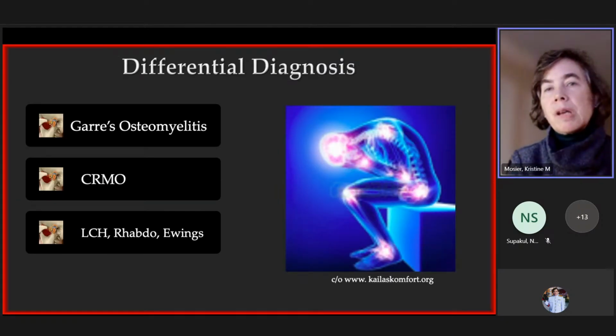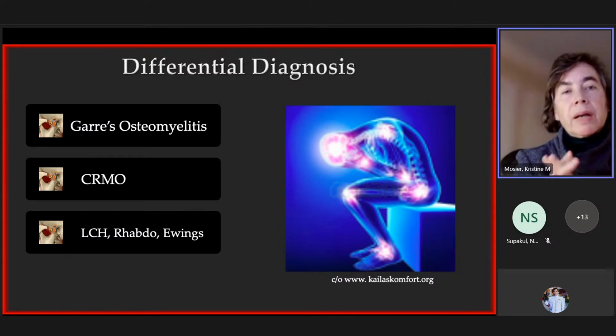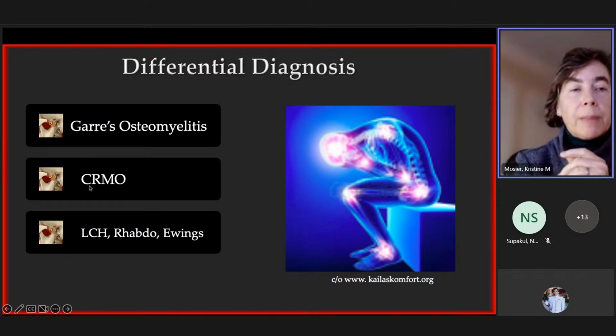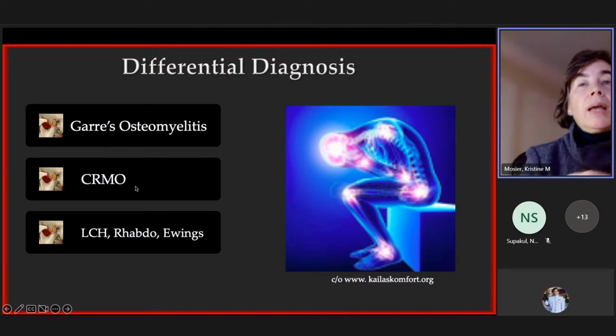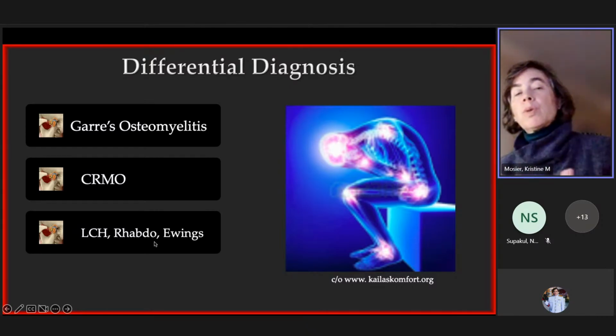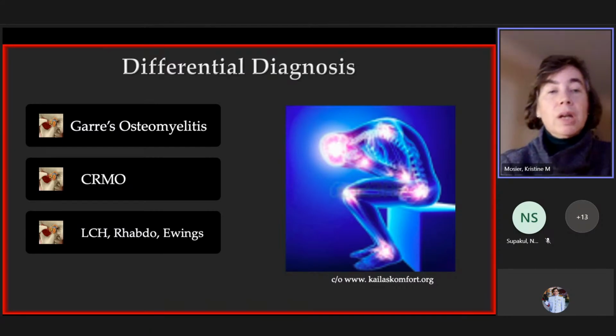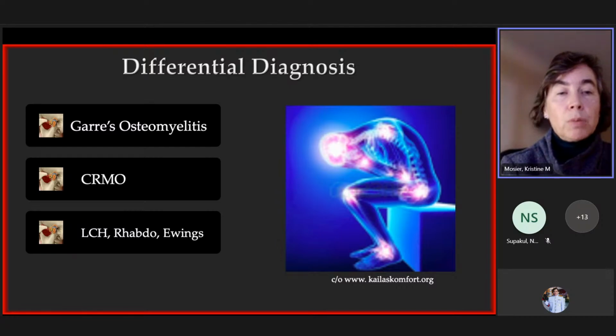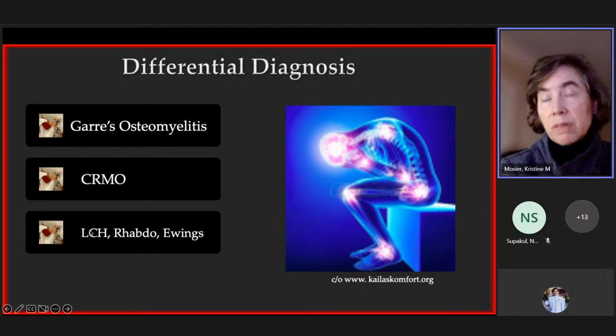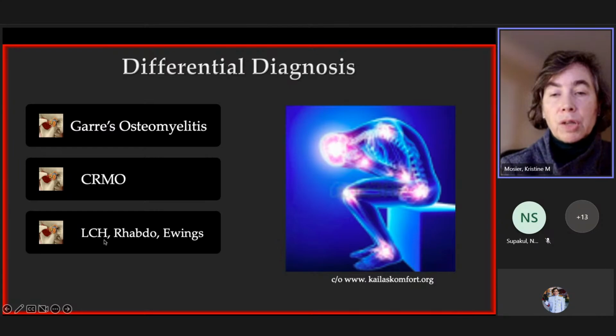So a differential diagnosis for Garré's osteomyelitis, of course, would include chronic relapsing multifocal osteomyelitis. And as Dr. Ballinger pointed out earlier, one of the things that we always have to be concerned about, particularly in the pediatric population, is to rule out neoplastic etiologies, which include rhabdomyosarcoma or Ewing sarcoma. And of course, we always need to think about Langerhans cell histiocytosis.